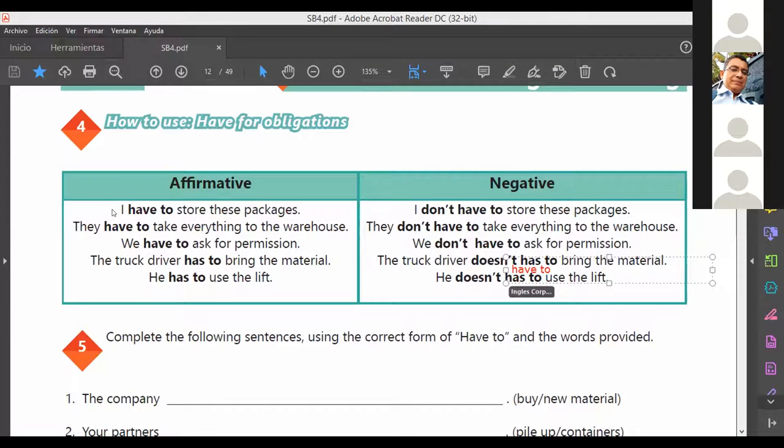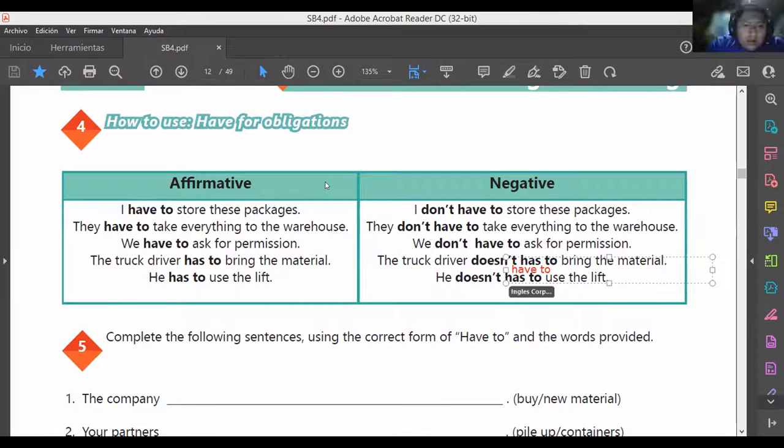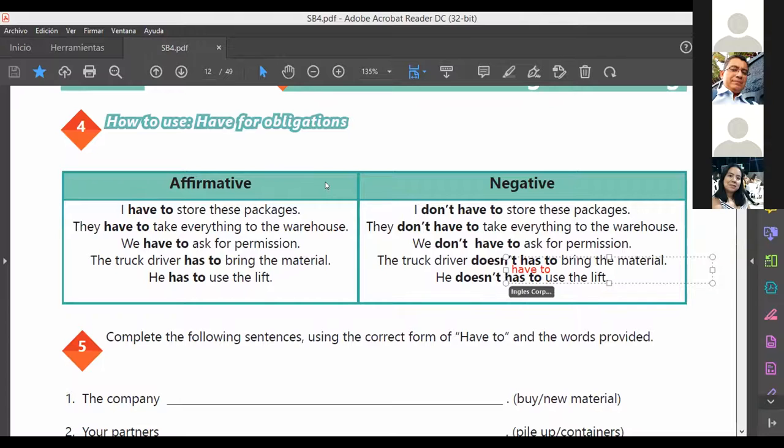Okay, Luis Ernesto. José Abel, you are muted. Please unmute yourself. Okay, you read the affirmative and Luis Ernesto the negative. Go ahead.